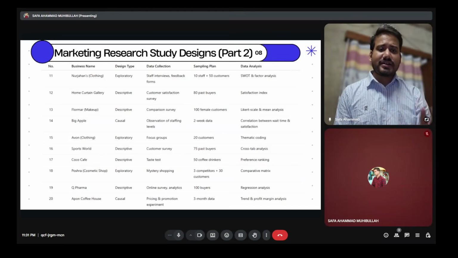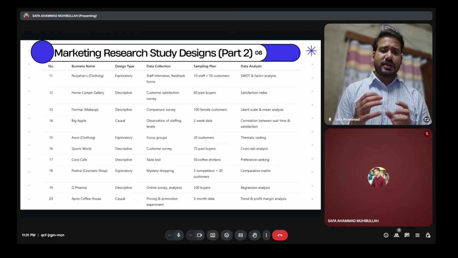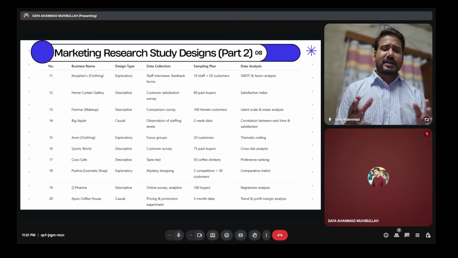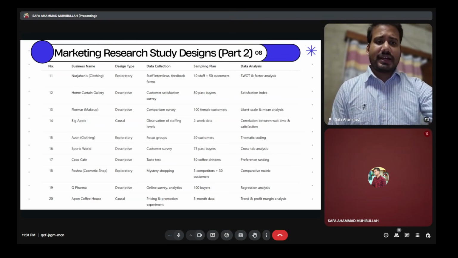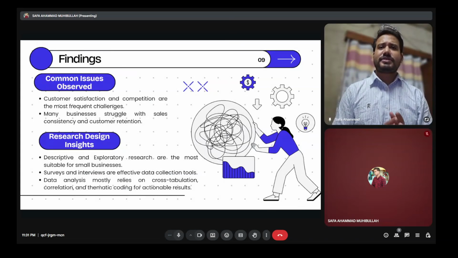So these studies are simple but very realistic. They use easy methods like surveys, interviews, and small experiments that any business can apply. Next slide. So there is the finding.